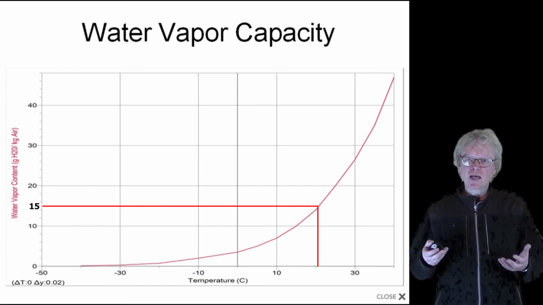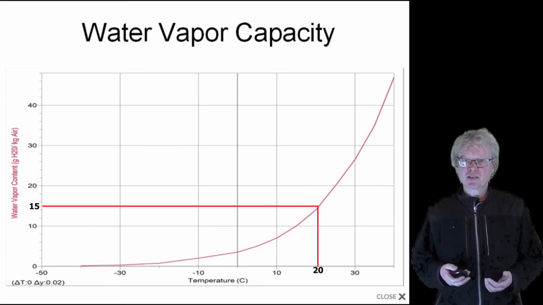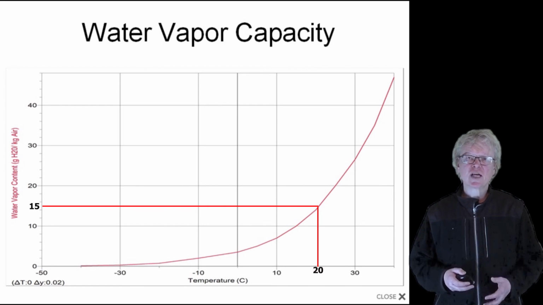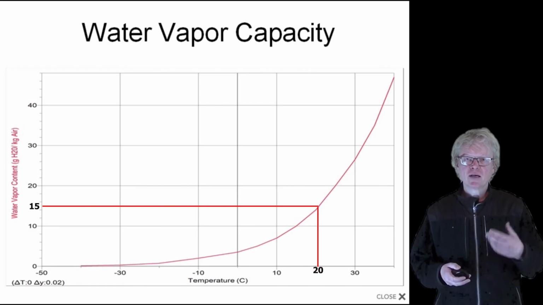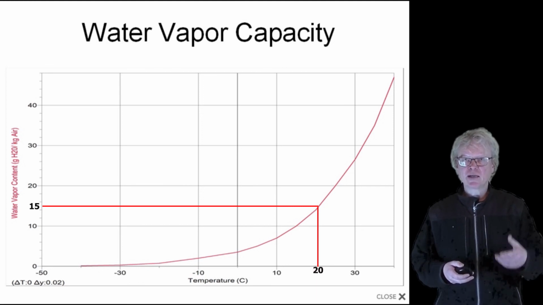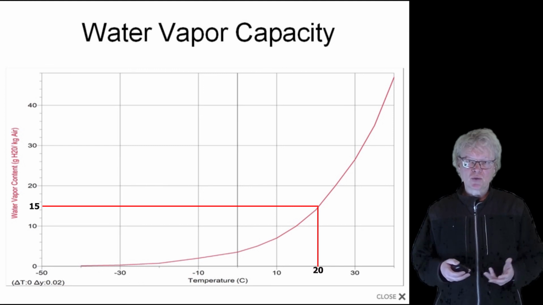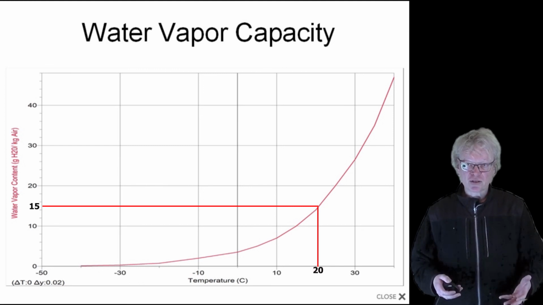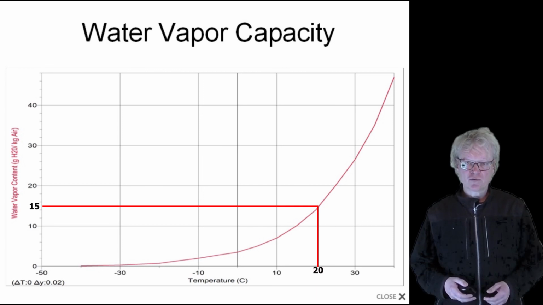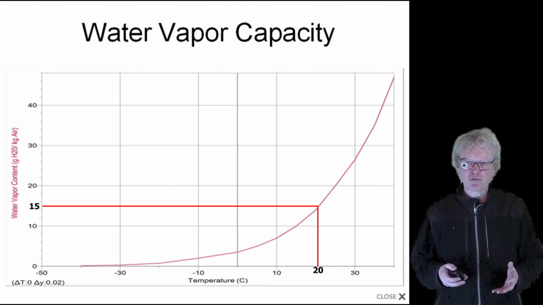So if we took that air at 30 degrees centigrade and cooled it down, when it got to 20 degrees, it would reach its dew point temperature. The moisture vapor would turn from a gas back into a liquid, and if that occurred in the sky, you would see a cloud. If it occurred close to the land, then you would get dew forming on the ground surface. Okay, so that's relative humidity and dew point temperature.